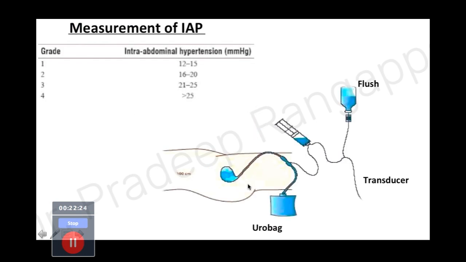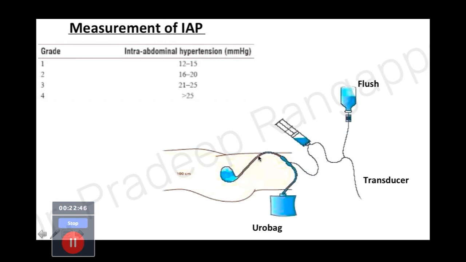So how do we check intra-abdominal pressure? As you see, grade 1 is 12 to 15, so it should be less than 12. Grade 2 is 16 to 20, grade 3 is 21 to 25, and grade 4 is more than 25. The commonest way we check intra-abdominal pressure is through the bladder pressure, or the intravesical pressure.